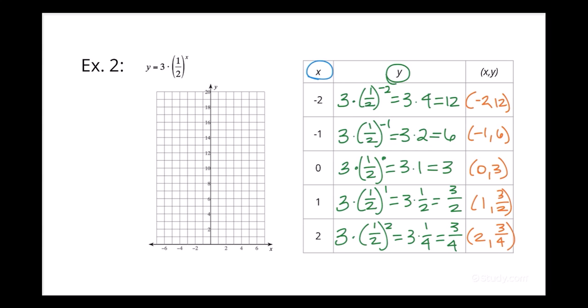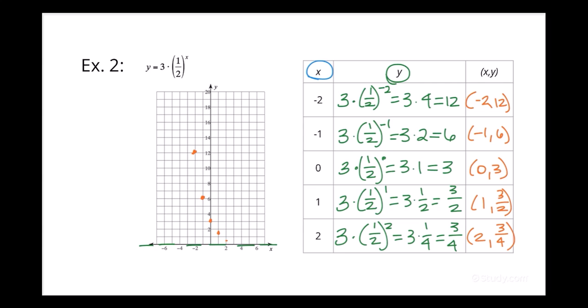Before we put those on our graph, let's get our asymptote on our graph. Any function in this form has an asymptote at the x-axis, so we will put that on. We put it on as a dashed line because it's not actually part of the graph. It's a guideline for our graph. Then we'll put our ordered pairs on: negative 2, 12, negative 1, 6, 0, 3, 1, 3/2, and 2, 3/4.